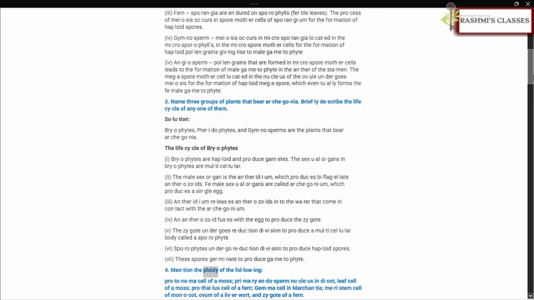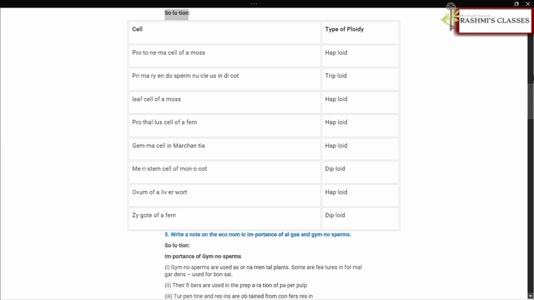4. Mention the ploidy of the following: protonema cell of a moss, primary endosperm nucleus in dicot, leaf cell of a moss, prothallus cell of a fern, gemma cell in Marchantia, meristem cell of monocot, ovum of a liverwort, and zygote of a fern. Solution. Cell, type of ploidy.